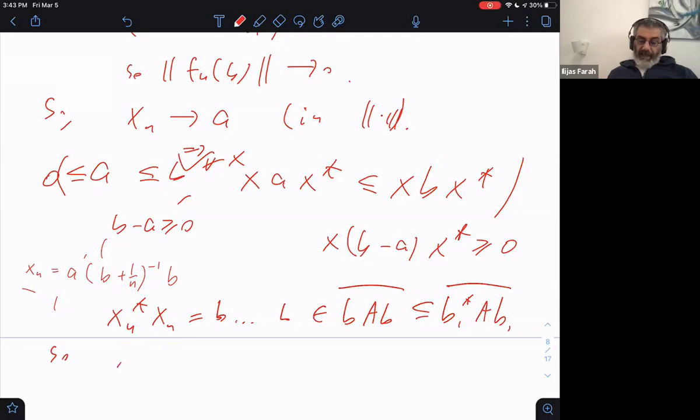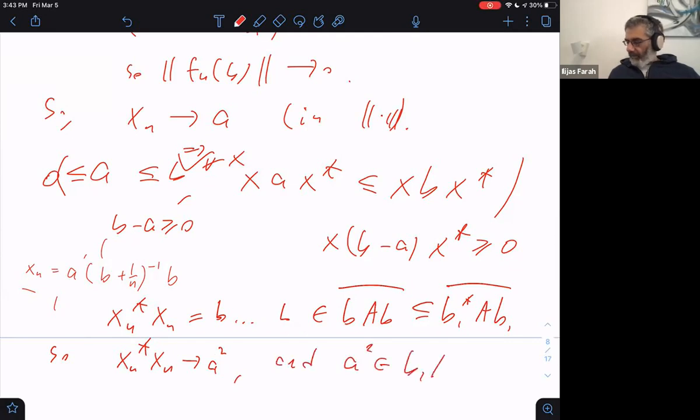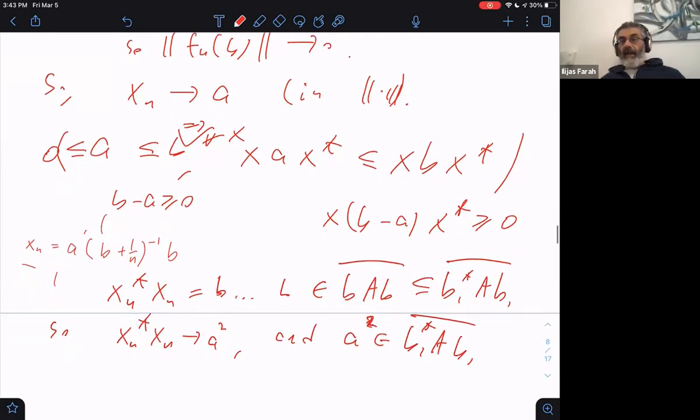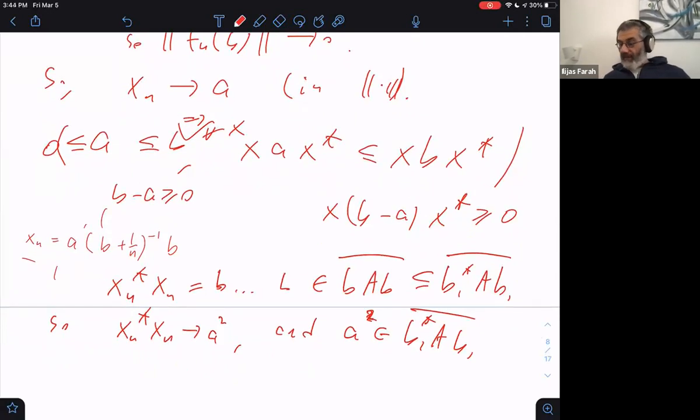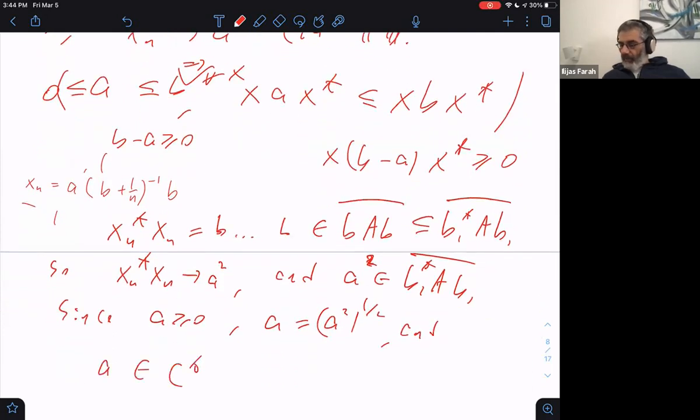So okay, now because Xn converges to A, Xn star Xn converges to A squared. And therefore, A squared belongs to B1 star A B1. Okay, but now we use the fact that A is positive once again. So since A is greater or equal than 0, A is equal to the square root of A squared. And therefore, A belongs to the C star algebra generated by A squared. And that is a subset of B1 star A B1.